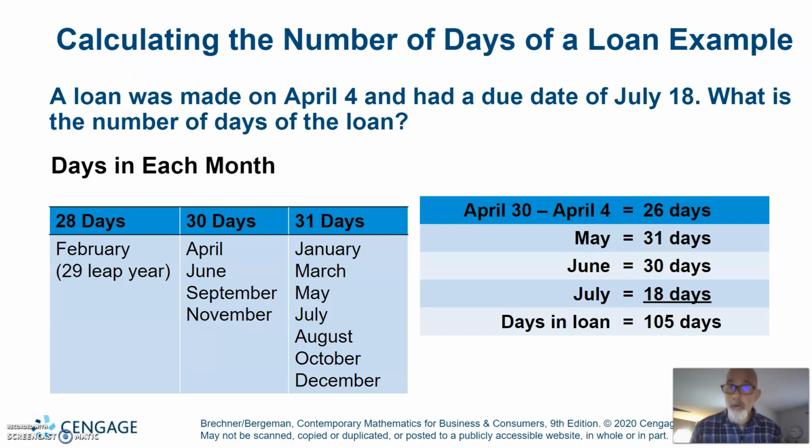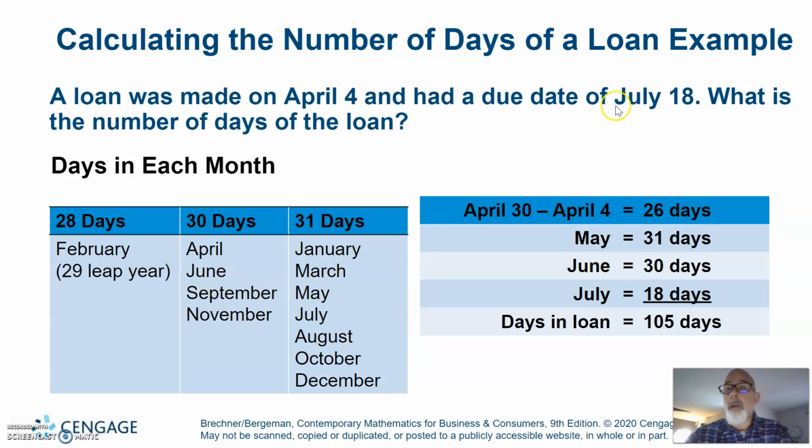So the wording on this problem is, I've got a loan starting on April 4th. Remember, I said it's not going to start on an even day. So because April has 30 days, I'm going to take 30 minus 4, which gives me the 26 days in the month of April. And then my loan matures on the due date of July 18th. So I've got to figure out, now what are my whole months? It's essentially going to be May and June. So when I look at this chart over here, May has 31, June has 30.